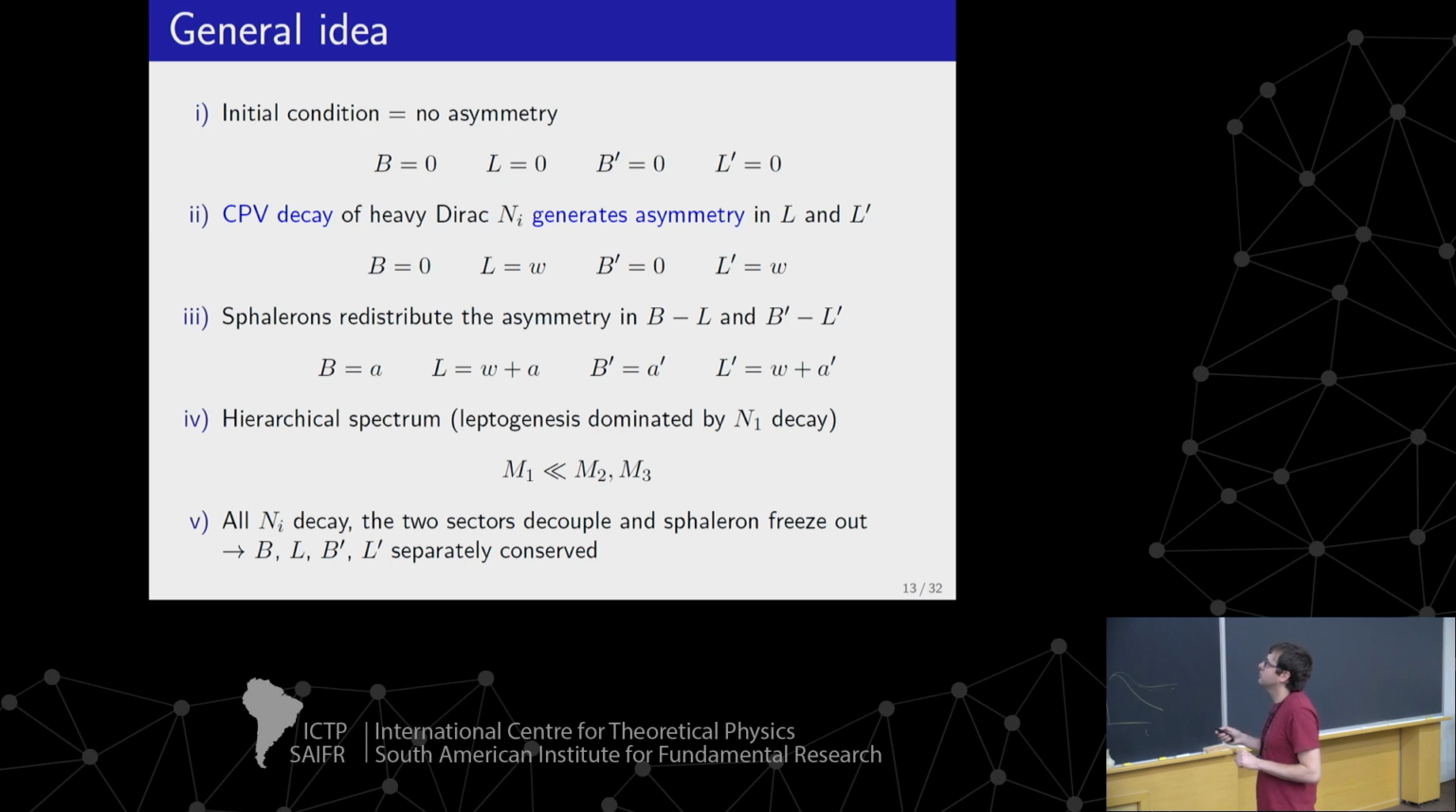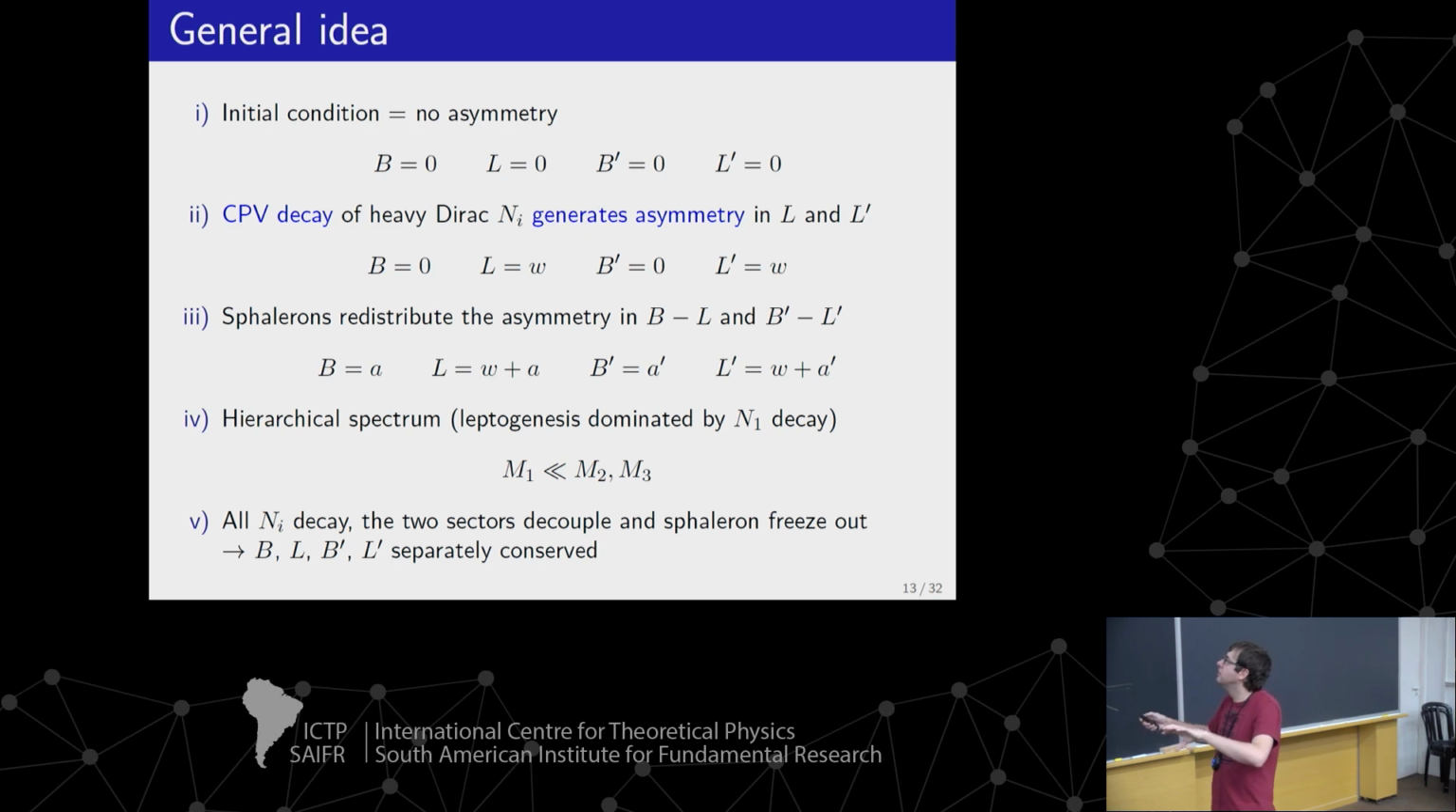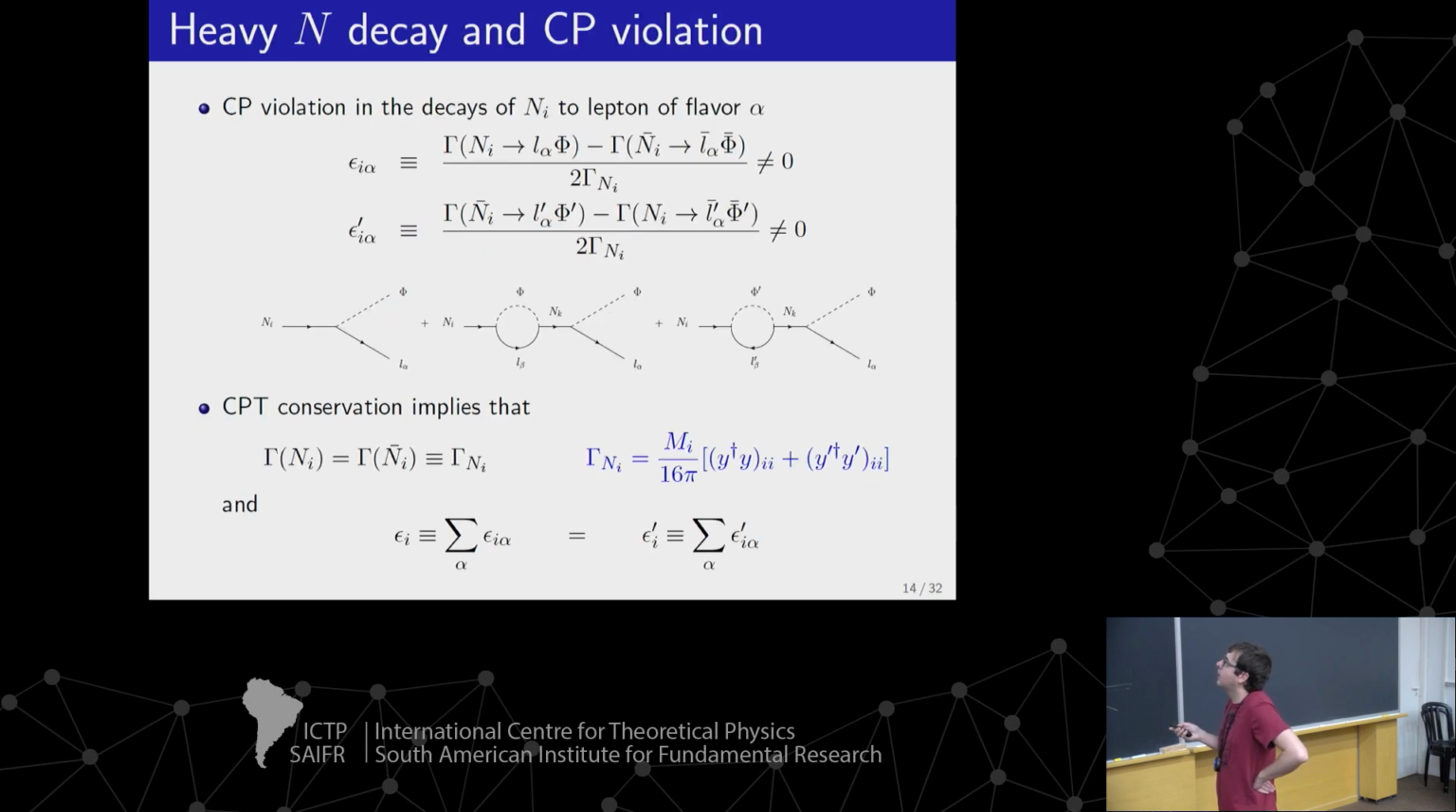Then we have a hierarchical spectrum, so leptogenesis is dominated by the decay of N1, which has the smaller mass. Then all the N decay, the sectors decouple, and at low energy the sphaleron freezes out. Then B, L, B prime, L prime are separately conserved, so we effectively generate some baryon asymmetry.